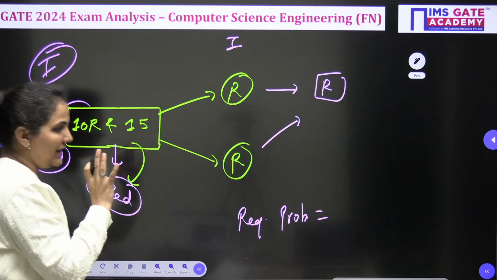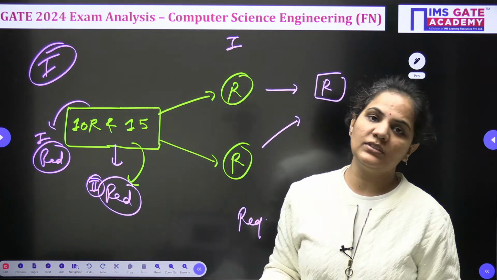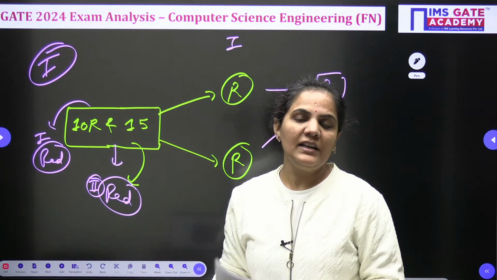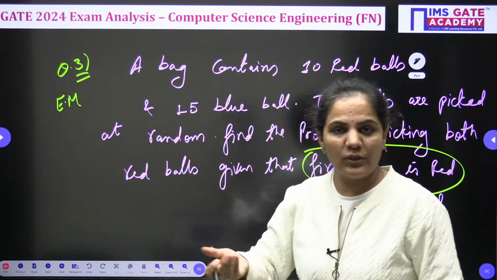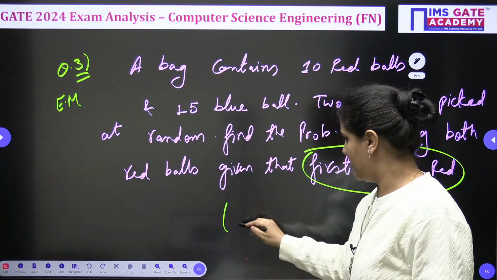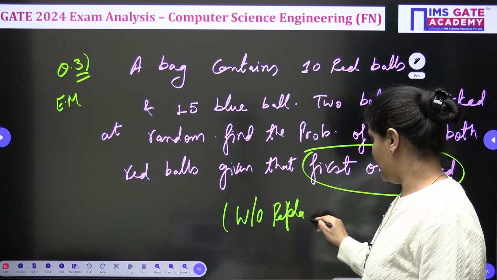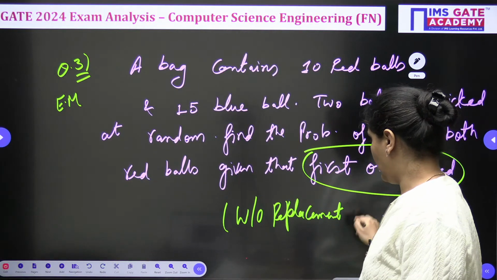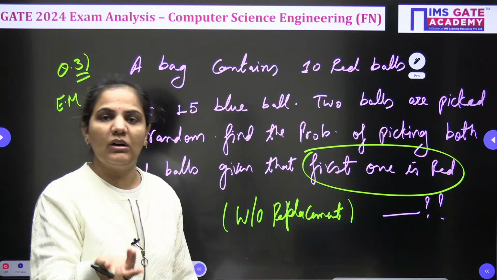So we know that when replacement is allowed, it is mentioned in the question, and whenever replacement is not allowed, it is also mentioned. Here it is not mentioned whether replacement is allowed or not, so this is the case of without replacement. Very clearly we can understand that when it is not specifically mentioned, this is the general, normal case of without replacement.